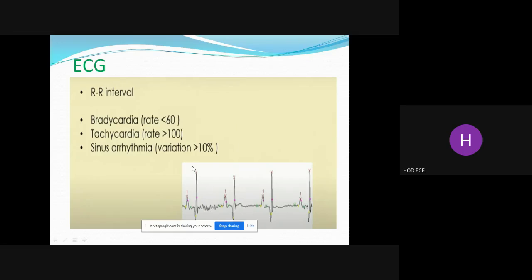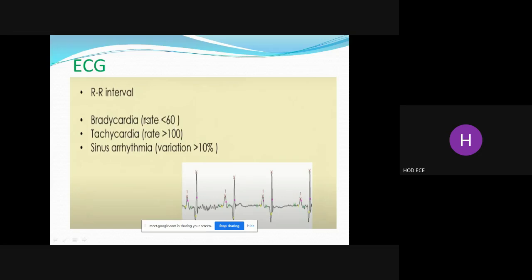Actually, the usual rate is in the range of 72 or so. For the analysis, we are going to consider the gap between R peak values. That is, we are going to consider the RR interval. RR interval means the gap between two corresponding R peaks. Why are we considering the R peaks? Because that is the maximum value, the large peak. So we are going to consider the duration between the two R values.